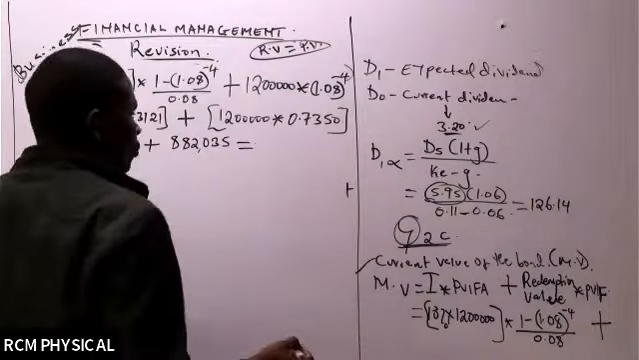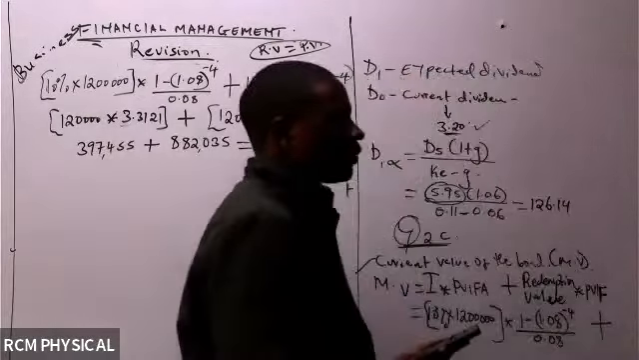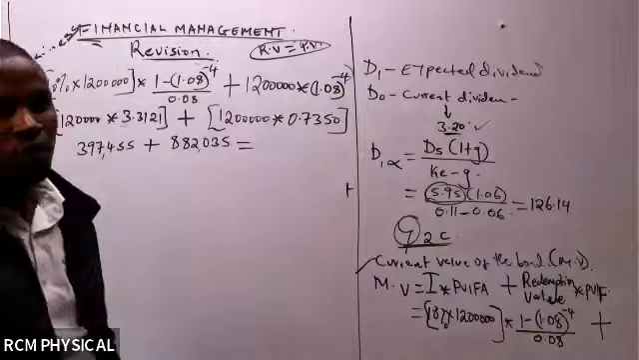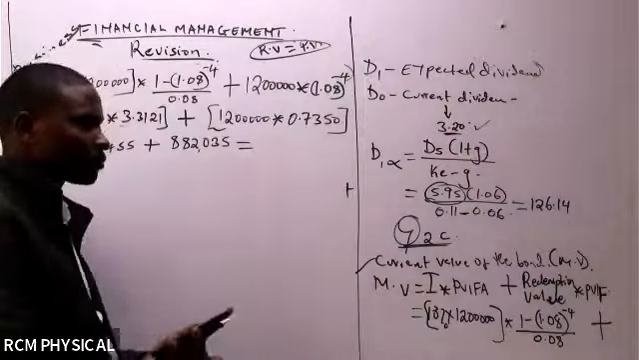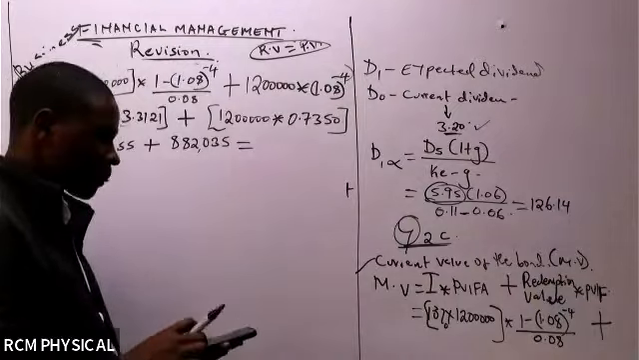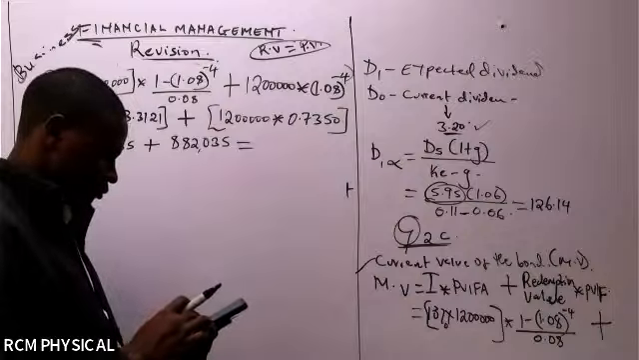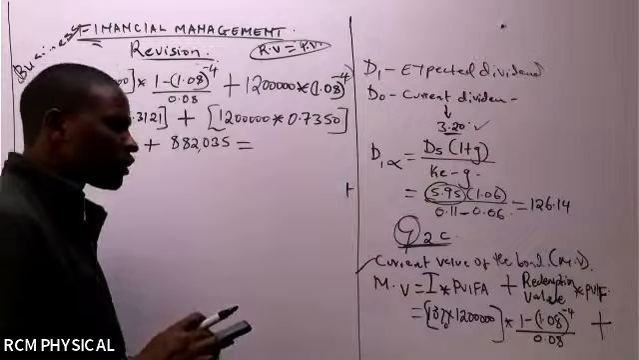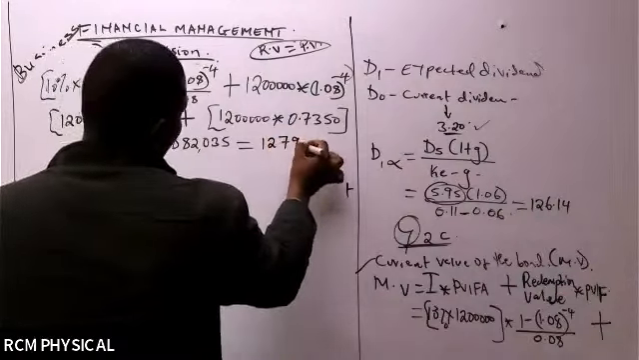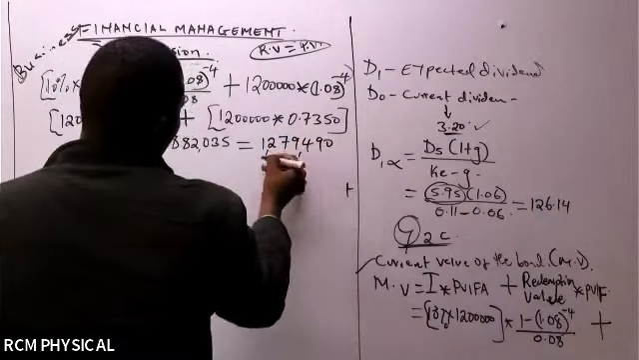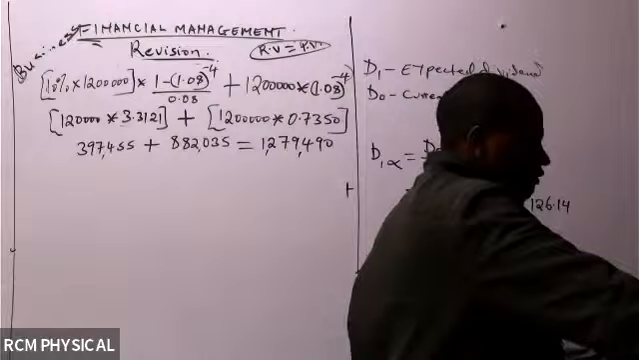882. So what is the market value of the gold? The total battery. You're getting 1279.8. So that is the market value of the gold.